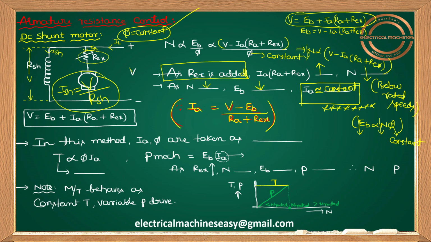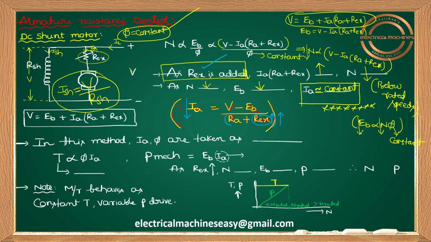Whenever RX is added, this REX is increasing. So what will happen to this denominator? It will be increasing, no? So IA value generally will be reducing. Up to this only we will consider, but please try to go ahead. Whenever RX is added, from this relation, IA into RA plus RX is increasing, and N value is reducing.